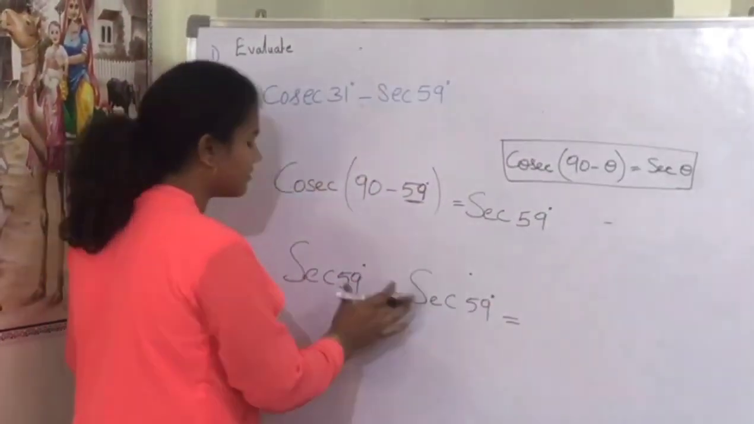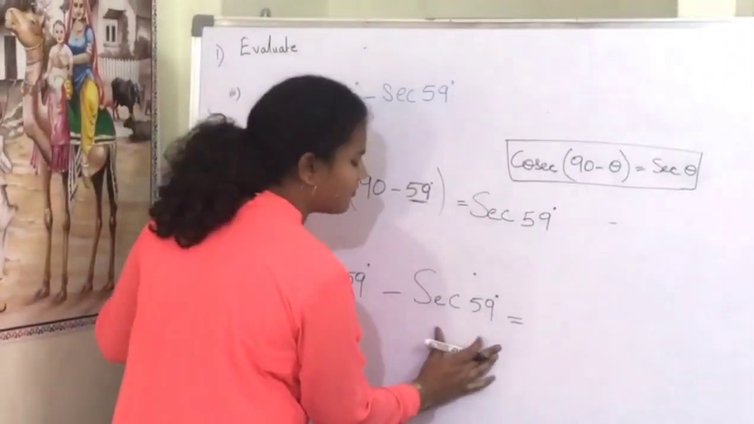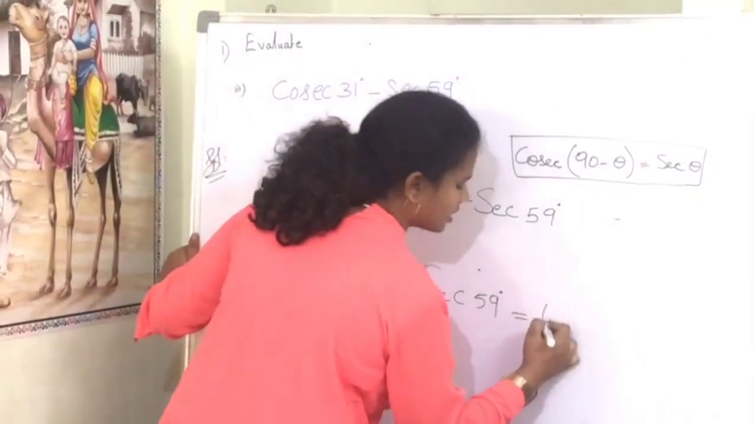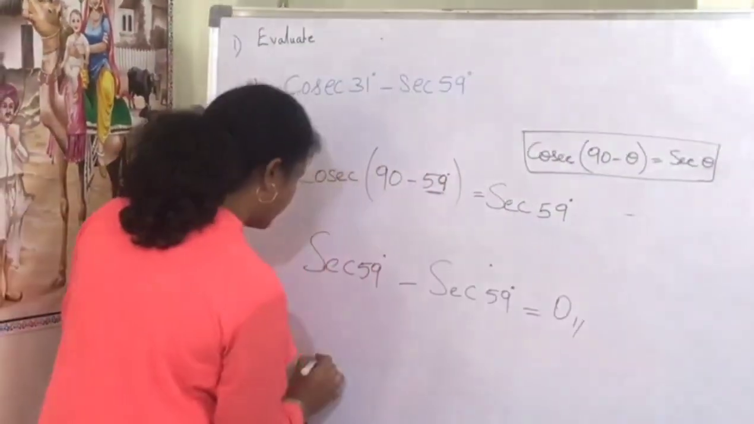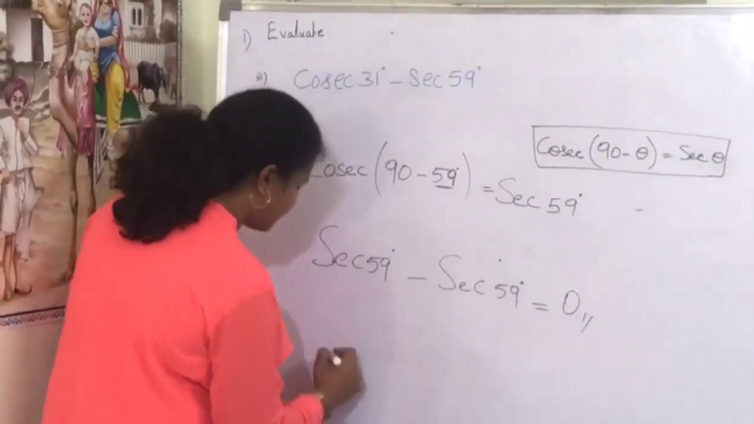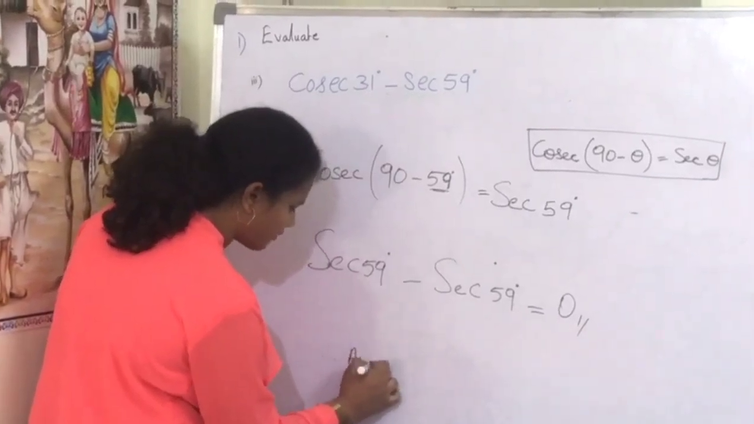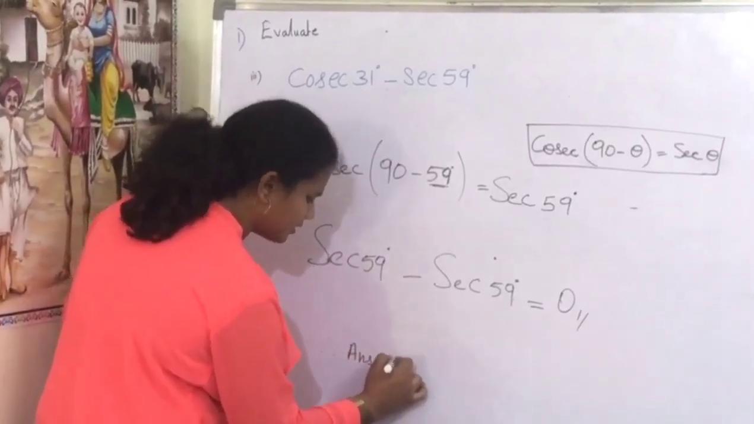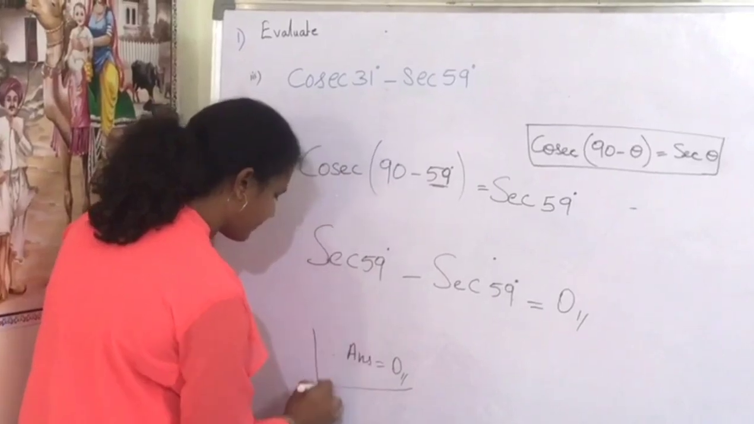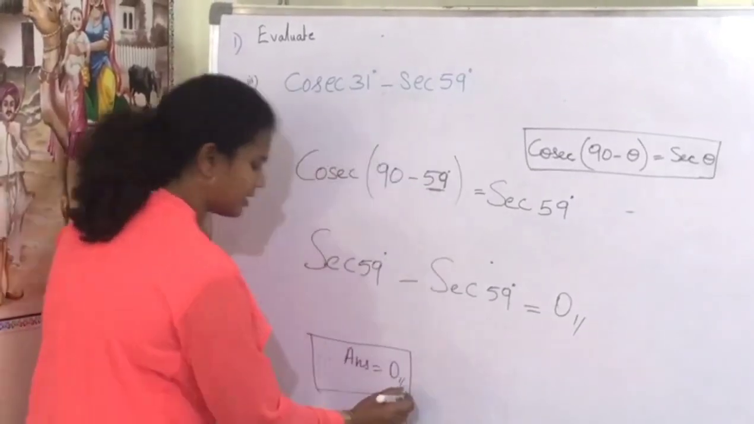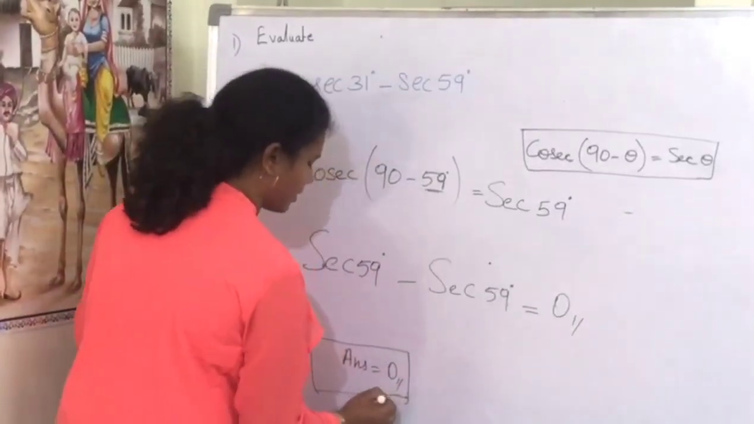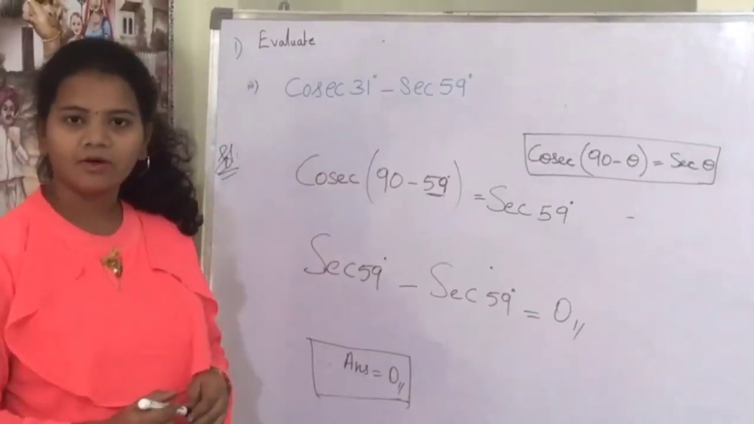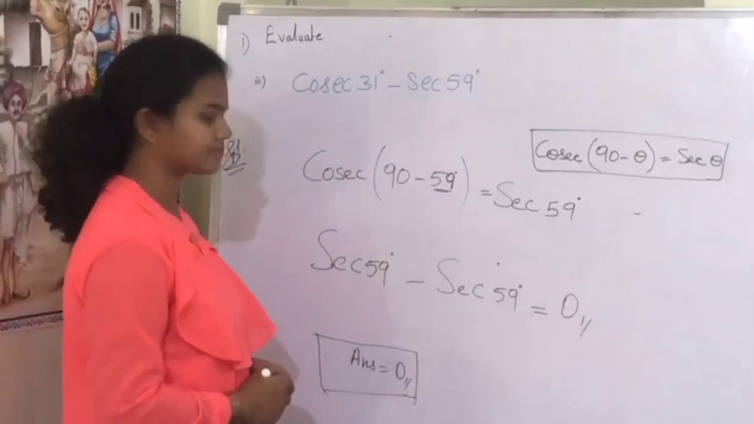Secant 59 degree minus secant 59 degree gives us what? 0. Therefore the answer for the given question will give 0. Okay, now let's solve the fourth question.